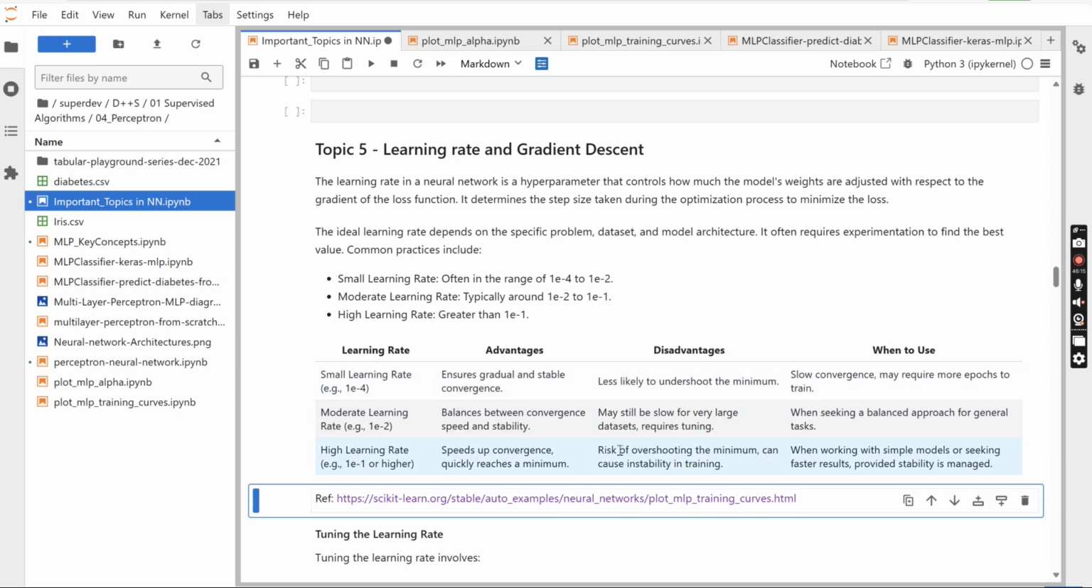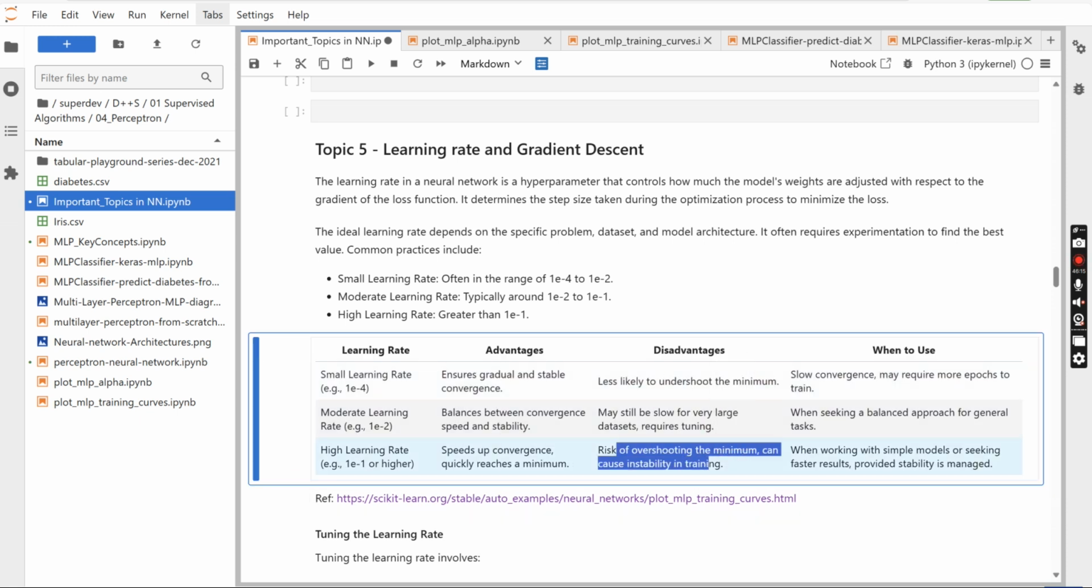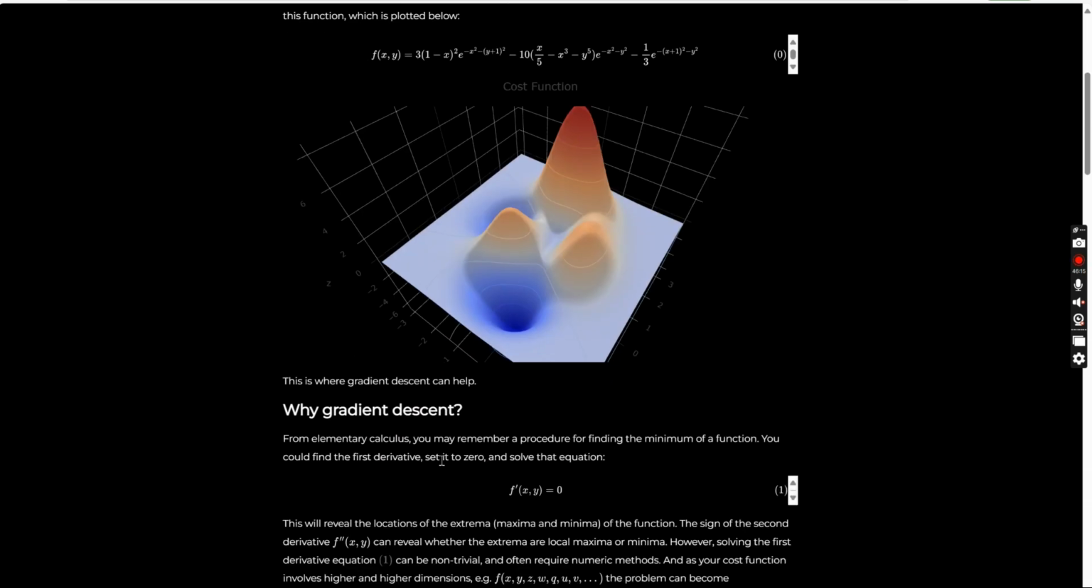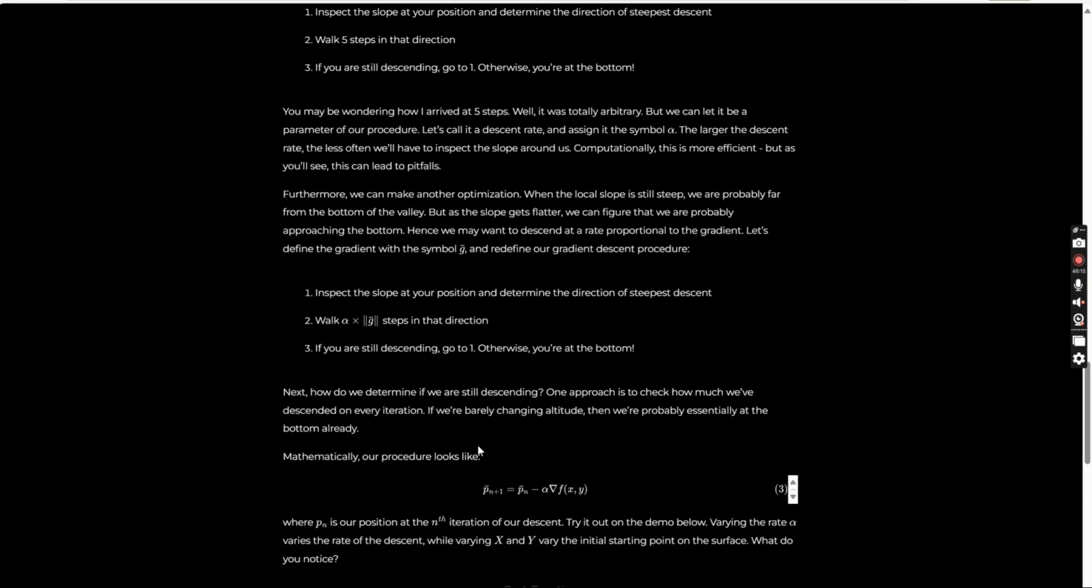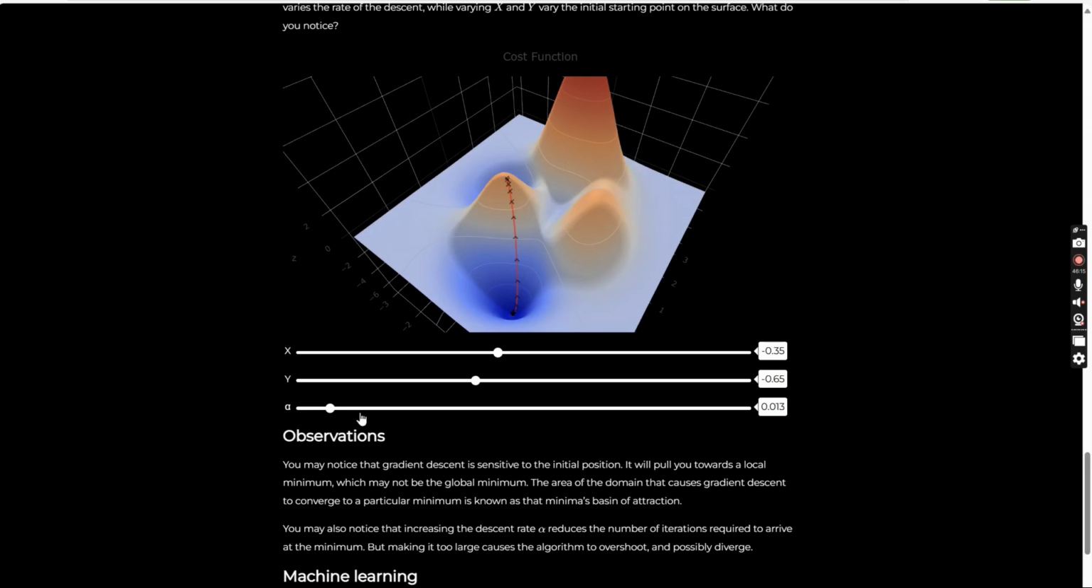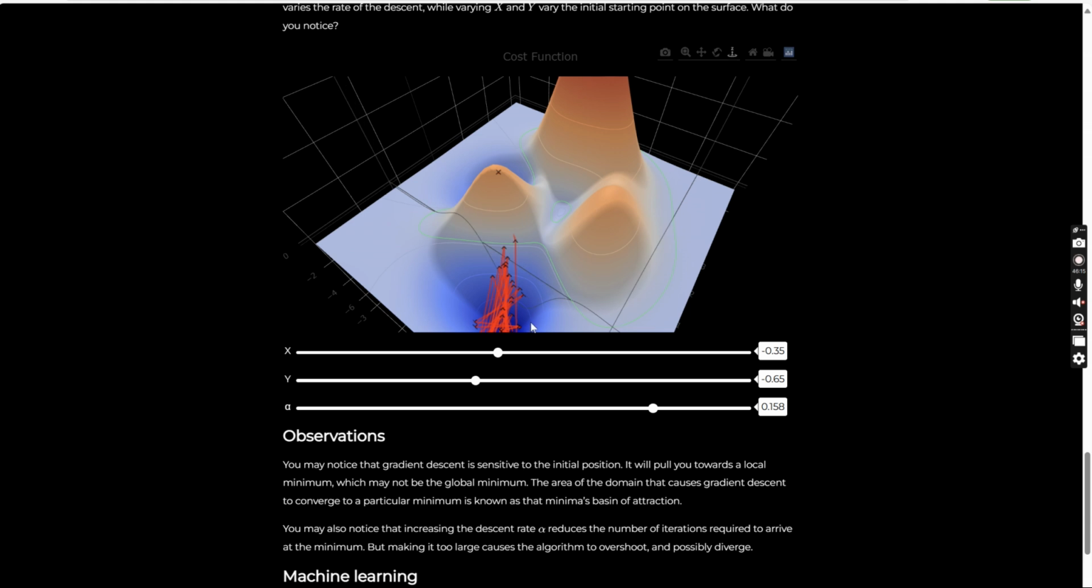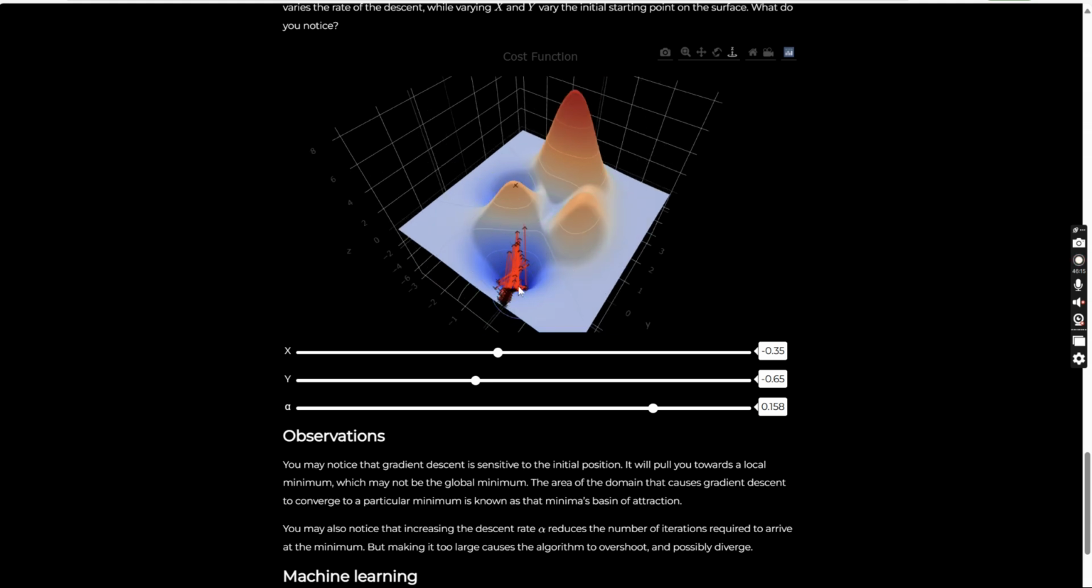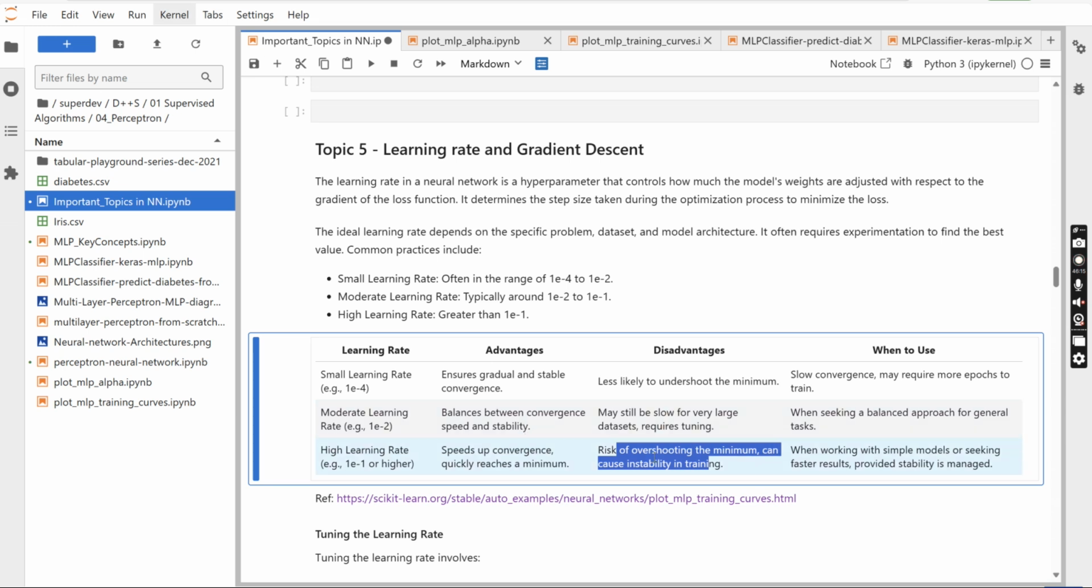That's what it is. So this may overshoot. You saw how the gradient descent went out of the path here, right? If you set it high, it will keep on toggling between that point only. So that is what we are saying here: risk of overshooting the minimum is high, unstable, higher learning rate.